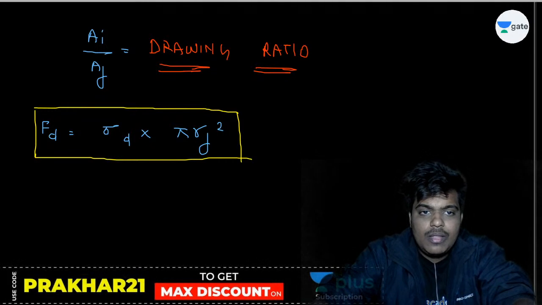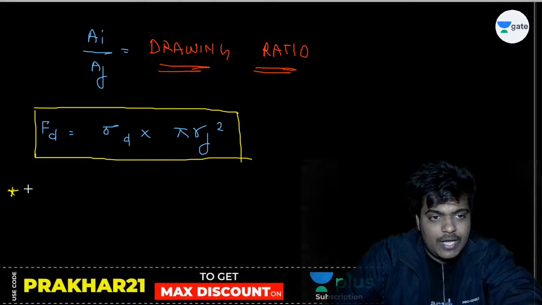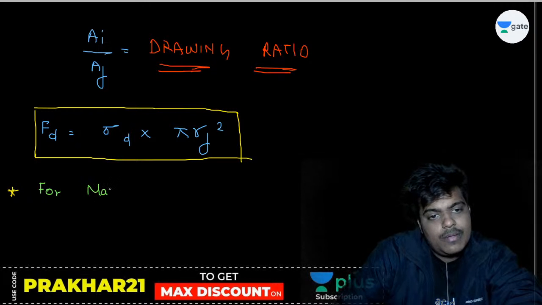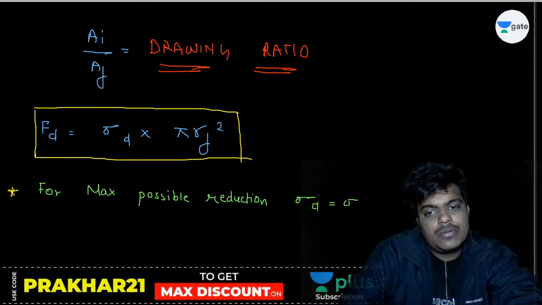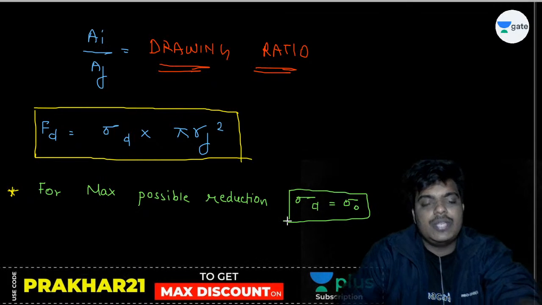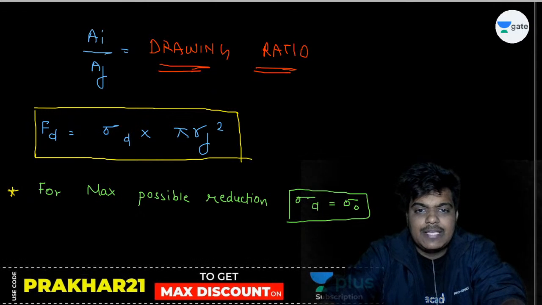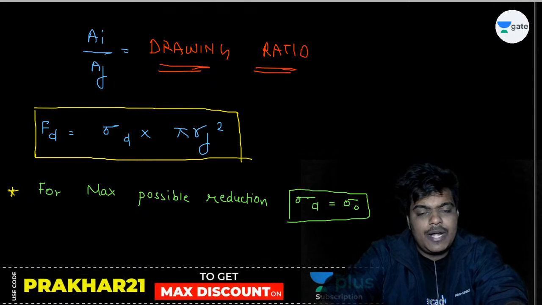Is it clear? और एक important condition मैं बता देता हूं. If they ask what is the maximum possible reduction, sigma D will be equal to sigma naught. That's it. This is the only condition. For maximum possible reduction, sigma D is equal to sigma naught. Is it clear? कोई डाउट हो तो पूछ लो.